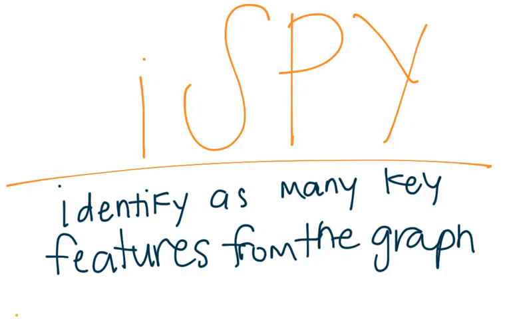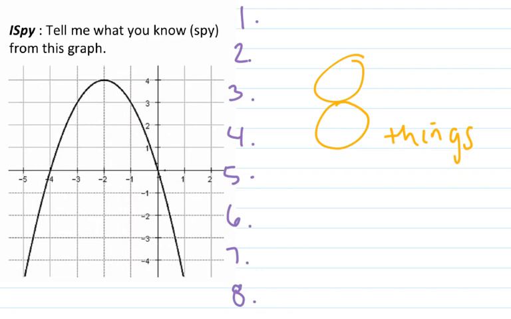Then we have an I Spy. So identify as many key features from the graph. There are 8 things that you can spy. So pause, take your time, write out those 8 things. Make sure you're specific. If you say it is the y-intercept, also give the ordered pair of the y-intercept. Okay?